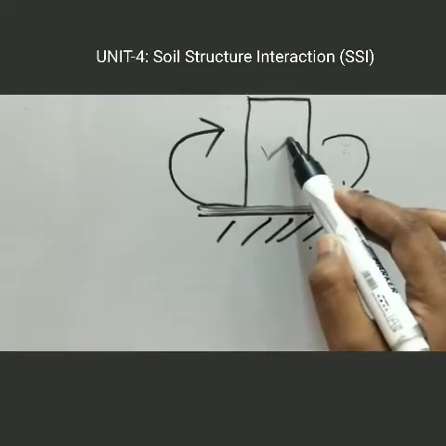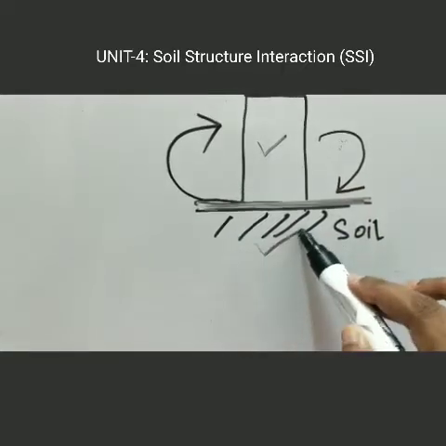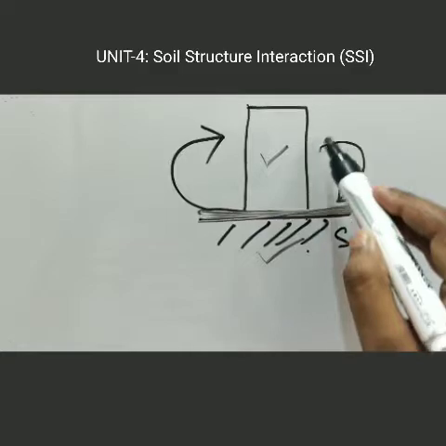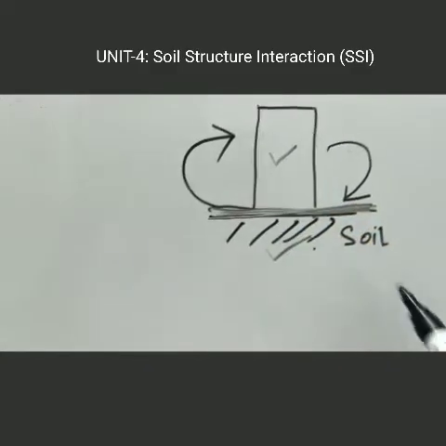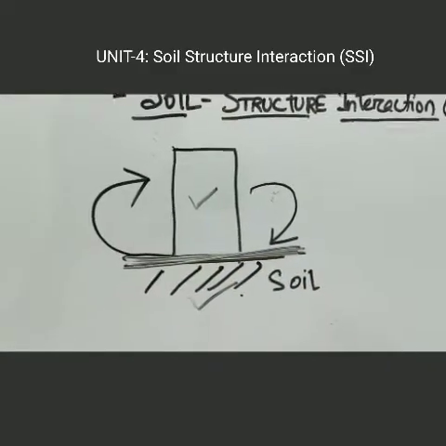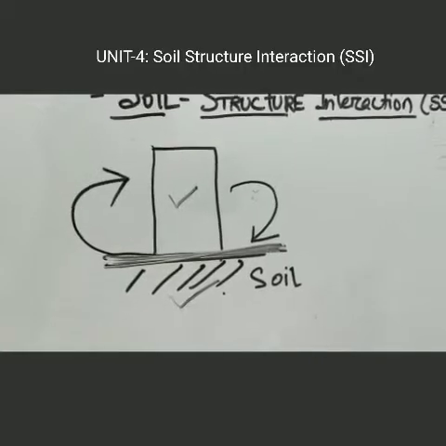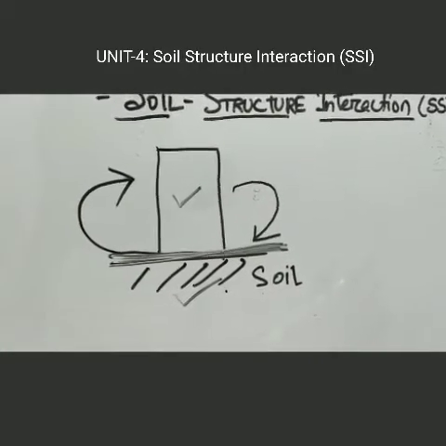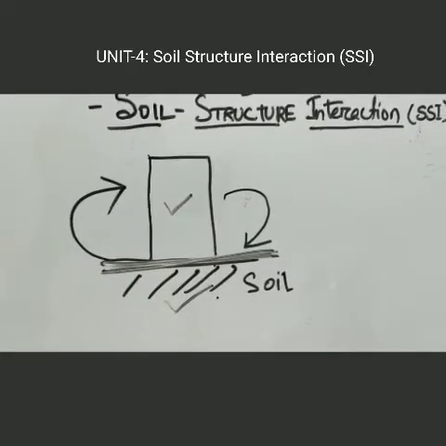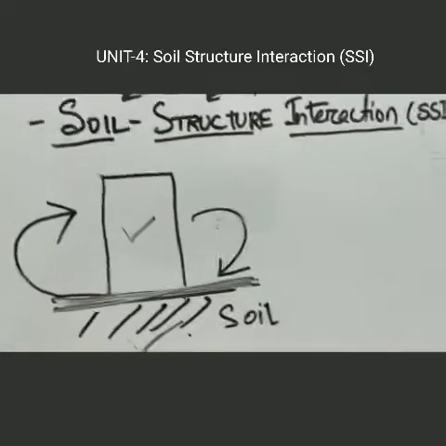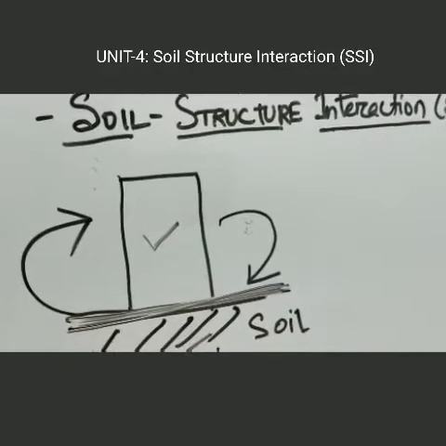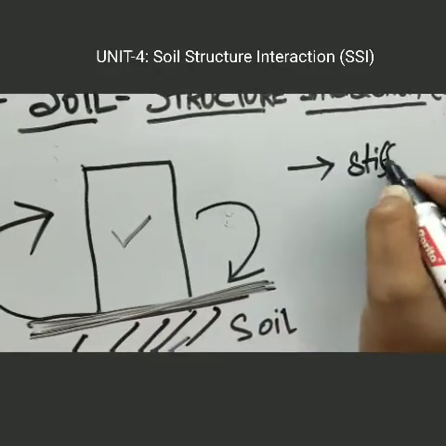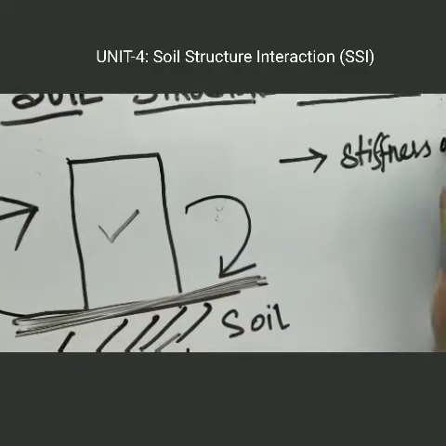During an earthquake, the building will also vibrate, and the soil will also vibrate. Since they are connected at the foundation level, how their vibrations affect each other is simply called soil structure interaction, or SSI. There are basically three parameters on which soil structure interaction depends. One is the stiffness of the building.